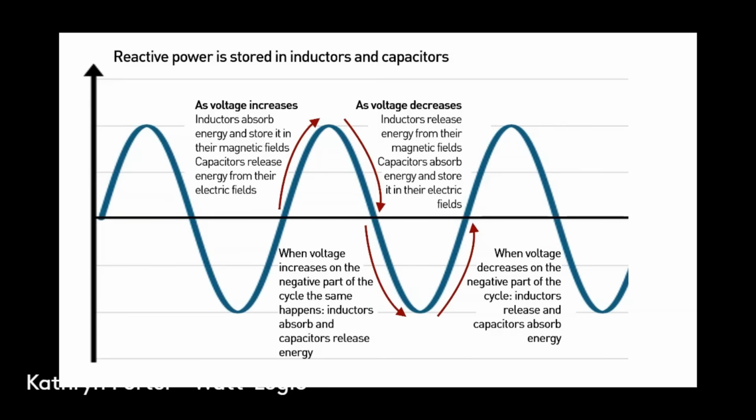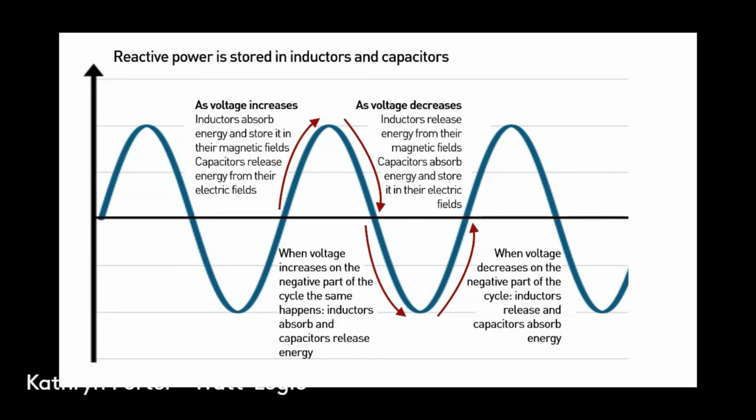So as voltage decreases, inductors release energy from their magnetic fields and capacitors absorb it. As you move through this alternating current cycle and the voltage goes up and down, as we can see in this slide, you'll have one half where inductors absorb energy and capacitors release it, and then the other half where the opposite happens, and this happens twice per one full cycle of voltage.